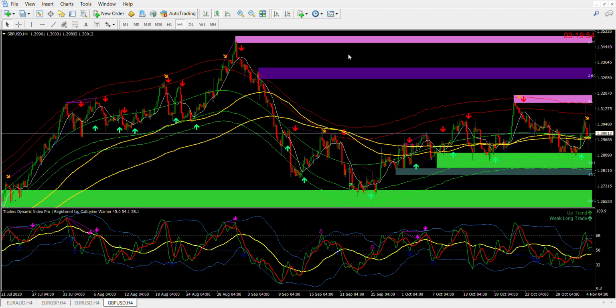Hello everyone and welcome to today's video where we shall be taking a look at Sam's Trend Blaster indicator. This indicator is available for purchase on the MQL5 marketplace. There will be a link in the description leading you to that page where you can buy or rent this indicator.